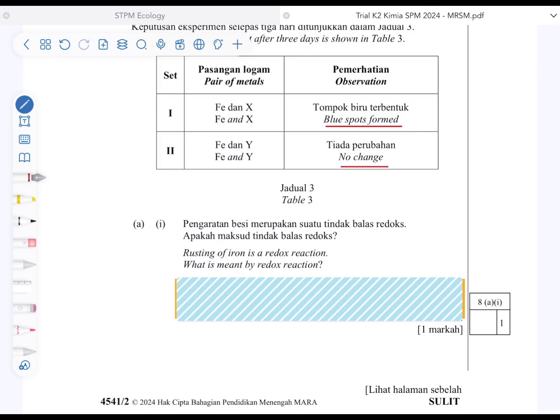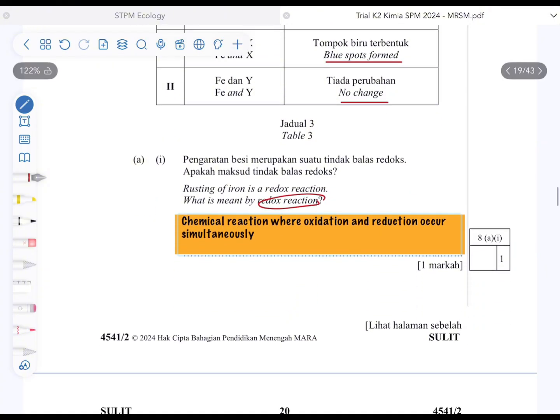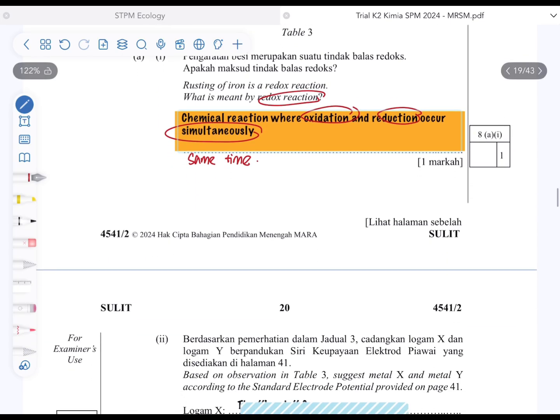Okay, let's go with the first question, A1. What is meant by redox reaction? Rusting of the iron is a redox reaction, so what is meant by redox reaction? The definition you must remember because it also always likes to come up in the exam. Redox reaction is a chemical reaction where oxidation and reduction occur simultaneously. What is meant by simultaneously? It means that these two reactions, oxidation and reduction, occur at the same time.